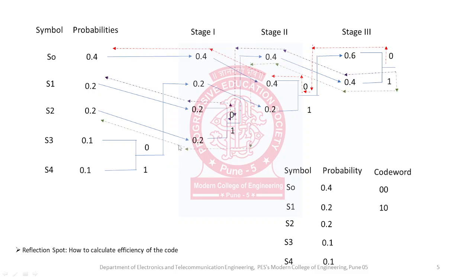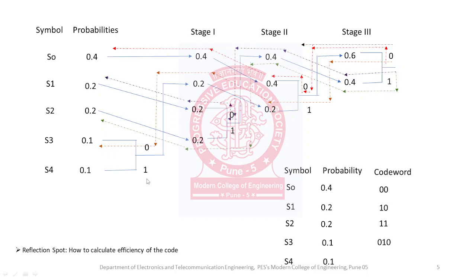Now for S2 we are going to follow the green path. Here 1 is assigned. Here no code is assigned. Here 1 is assigned. Here no code is assigned. So our code word will be 1 1. Now for S3, the orange color path, we are going to trace 0, here 1, here 0. So 0 1 0 will be the code word.